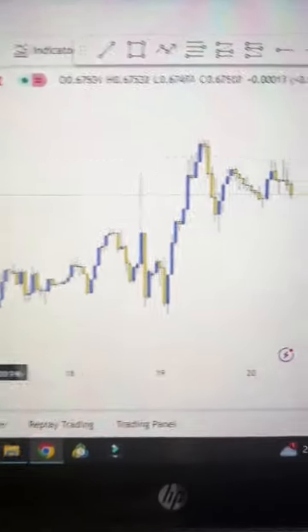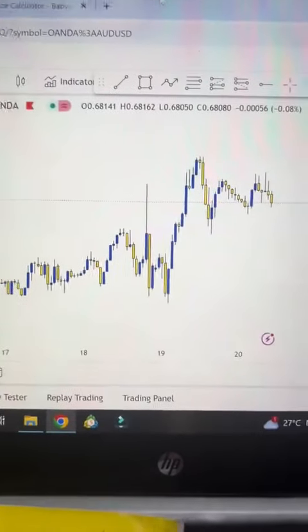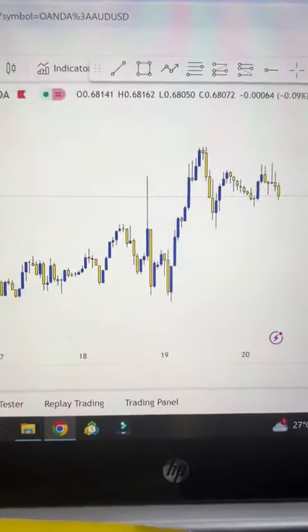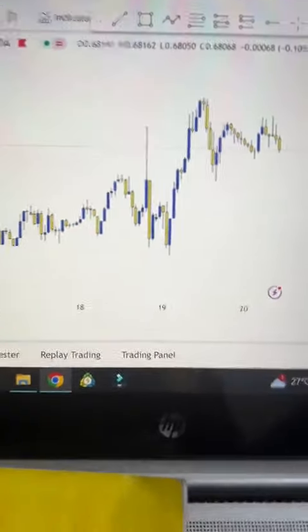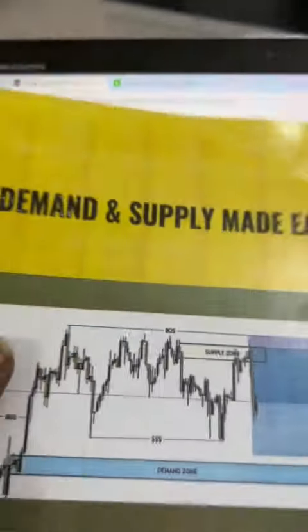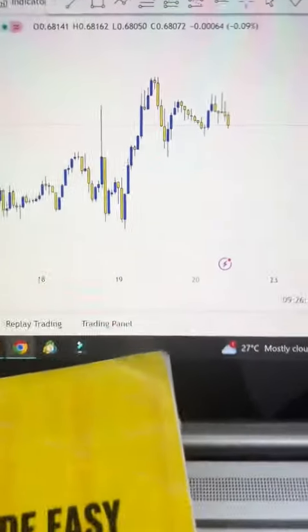So this is AUD/USD. I want to show you how I analyze the chart A to Z to look for opportunity. See guys, I will never drop signal. I will never give you fish. Instead, I will show you how I catch the fish, and that is what I do on my page. Very easy using my demand and supply strategy.